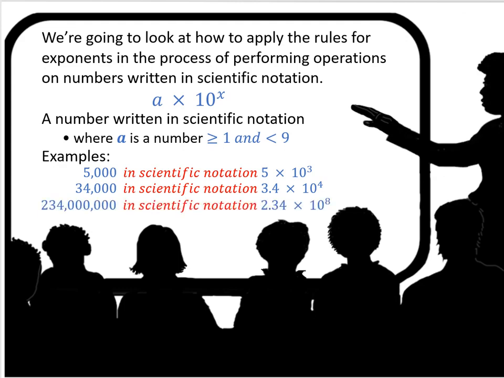5,000 in scientific notation is 5 times 10 to the third. 34,000 is 3.4 times 10 to the fourth. And 234 million is 2.34 times 10 to the eighth. And how do we do that? This would be review. You have the decimal point located to the far right of the number in 5,000. Move it back 1, 2, 3. So 5 times 10 to the third. For 34,000, 1, 2, 3, 4. 3.4 times 10 to the fourth. And similarly for 234 million.